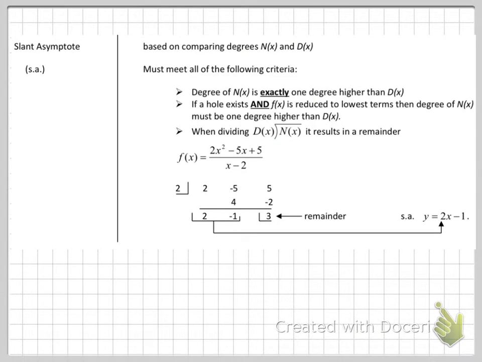Okay, the final type of asymptote we might have is a slant asymptote, or SA for slant asymptote. You find out the slant asymptotes by comparing the degrees of the numerator and denominator, and it has to meet all of these criteria. The degree of the numerator has to be exactly 1 higher than the denominator. If there's a hole and f of x is reduced to the lowest terms, then the degree still must be 1 degree higher. So basically it needs to stay 1 degree higher. And then when you divide, you have to get a remainder. If you don't get a remainder, it does not exist.